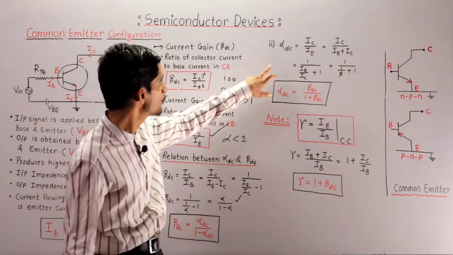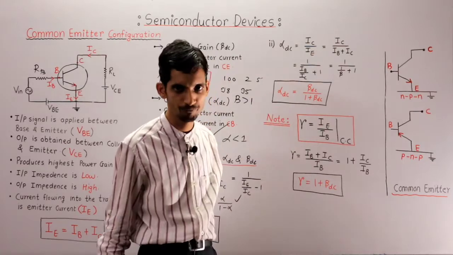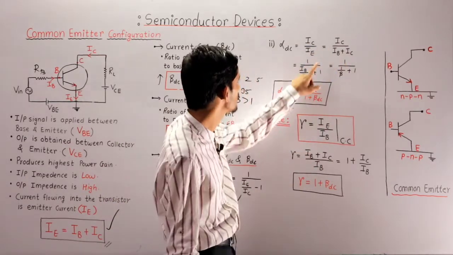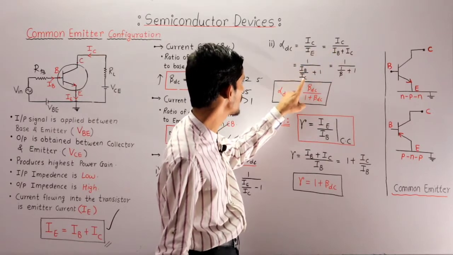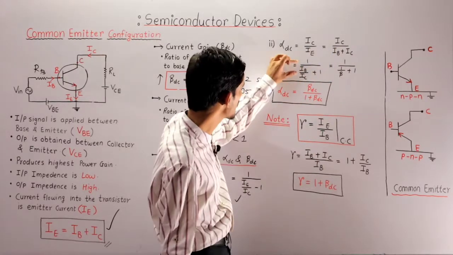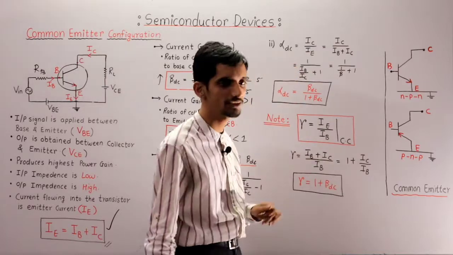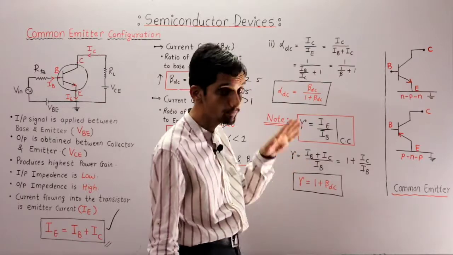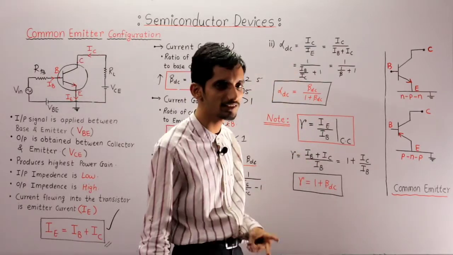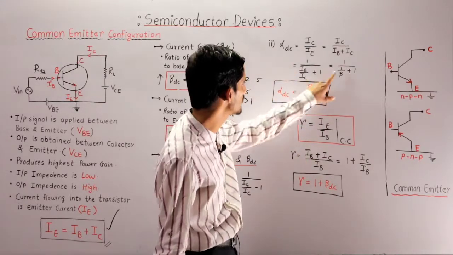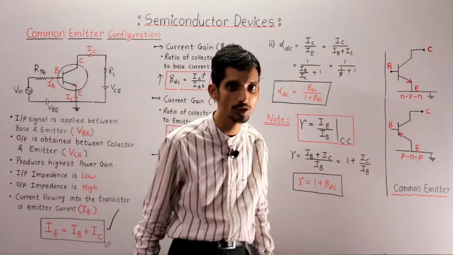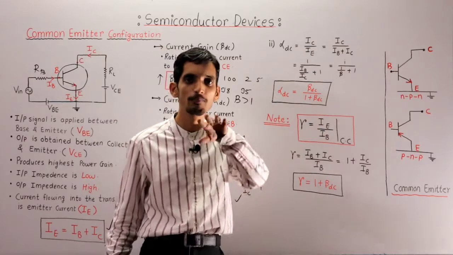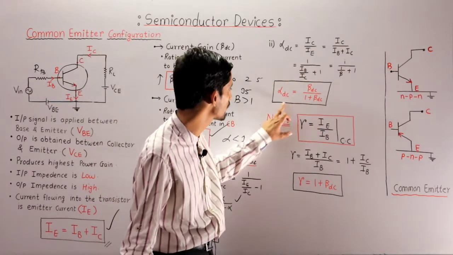Now second, suppose alpha DC is equal to IC upon IE. So definitely IE means IB plus IC. Now it can be written as 1 upon (IB upon IC plus 1). This alpha DC is equal to 1 upon (IB upon IC plus 1). This IB upon IC is nothing but 1 upon beta. So which can be written as 1 upon (1 upon beta plus 1). After simplifying it, this alpha DC is beta DC upon 1 plus beta DC. So this is the relation between alpha and beta.